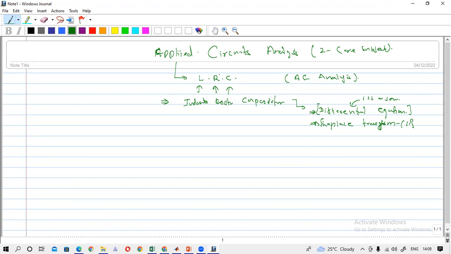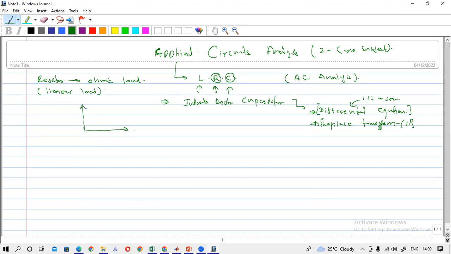We start our study from the capacitor, because I think we already know about the resistor. A resistor is an ohmic load, or we can say a linear load. Linear load means that the VI characteristic is linear.